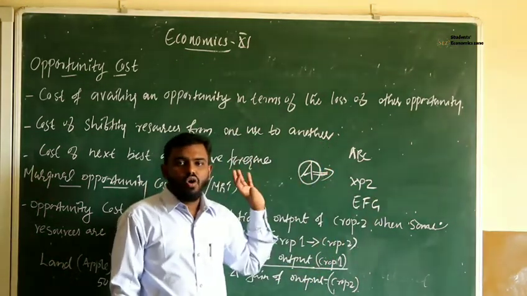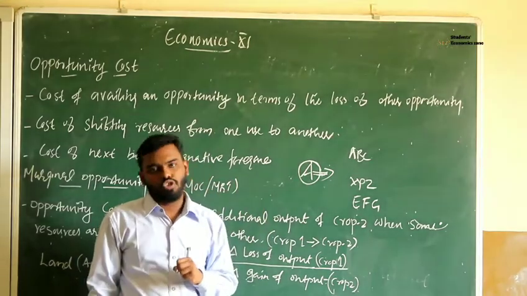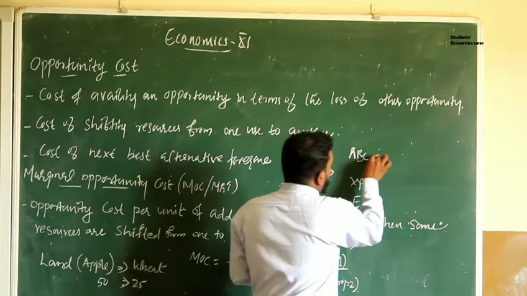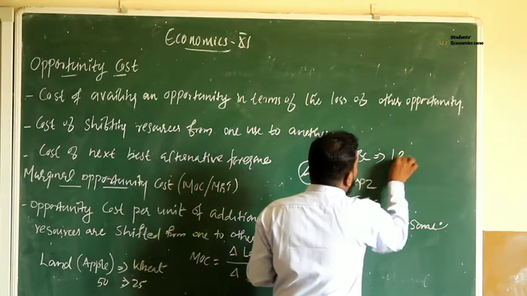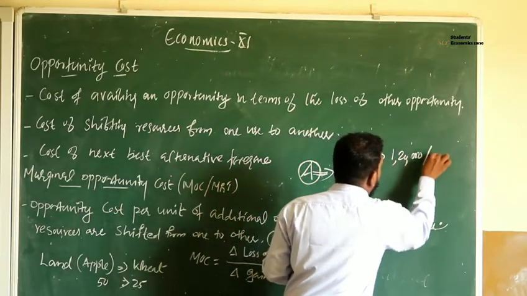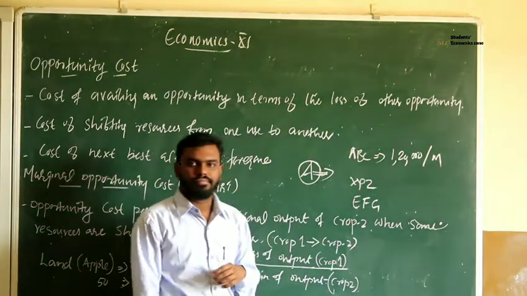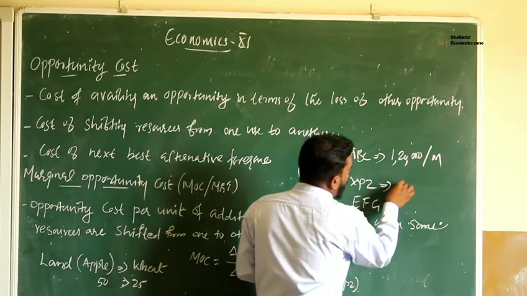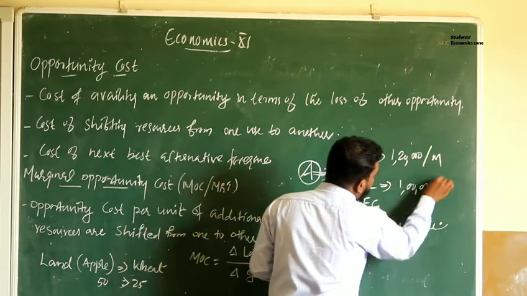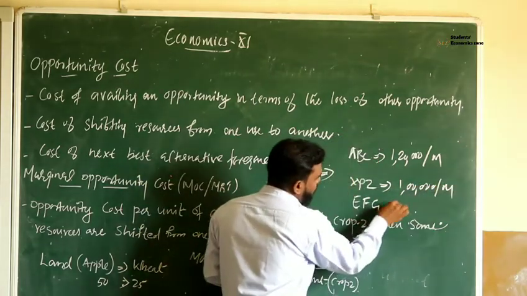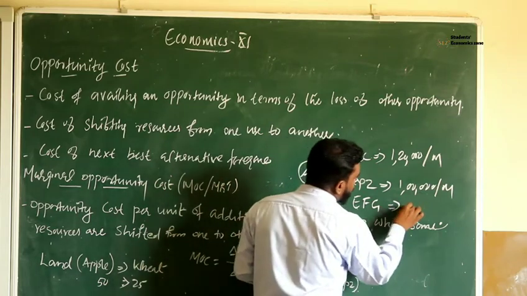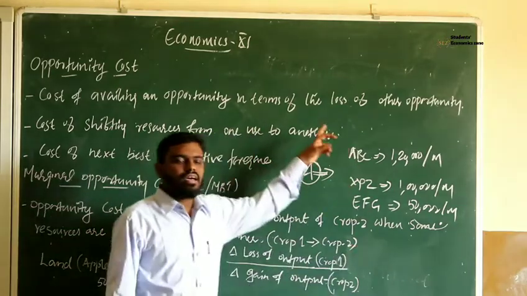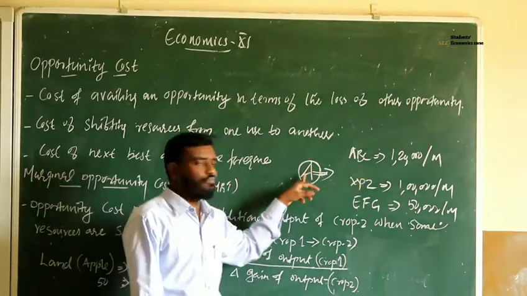Three companies offered him a job. Company ABC offered 1,20,000 per month as his salary. Company XYZ offered 1,00,000 rupees per month, and company EFG offered 50,000 per month. These are the three opportunities in front of A.